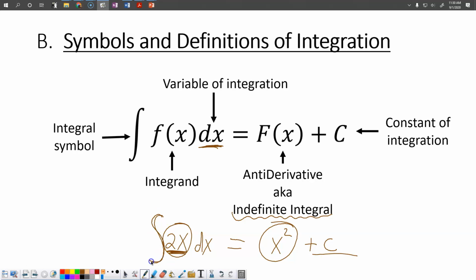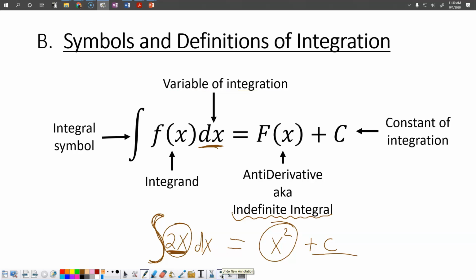Here's the integral symbol. That's my indication that I need to take an integral. I need to do the opposite of a derivative. And then this thing here tells me I'm doing it with respect to x. That's what we call the variable of integration, by the way. In this case, x would be the variable of integration. If I were to change these to a's, then my variable of integration would be a. Okay?